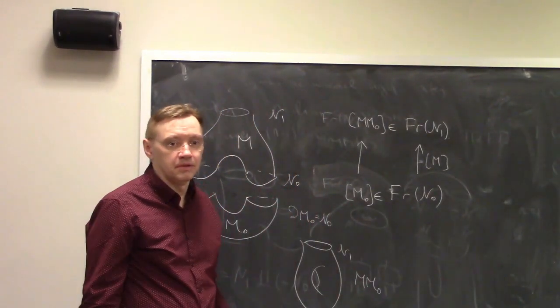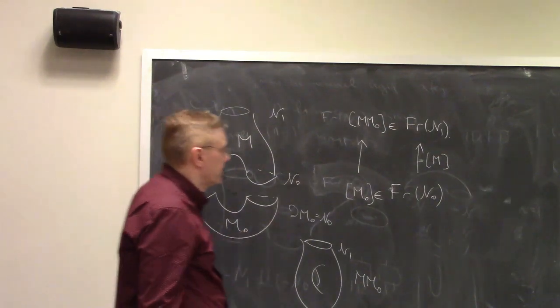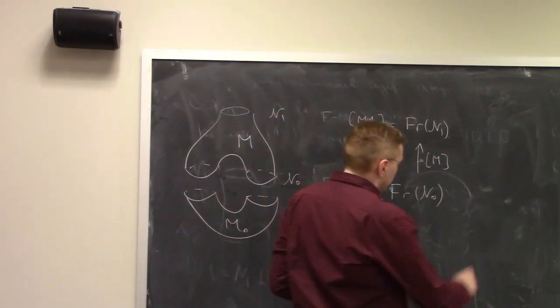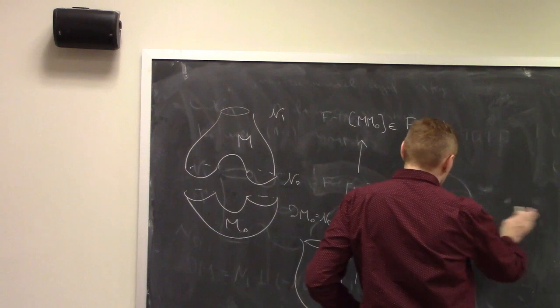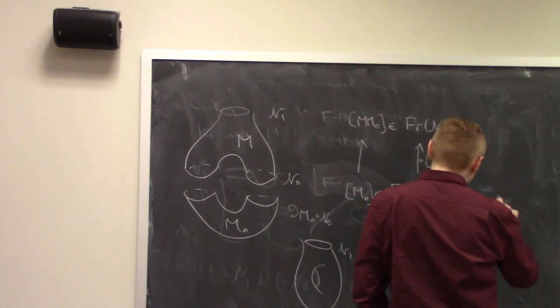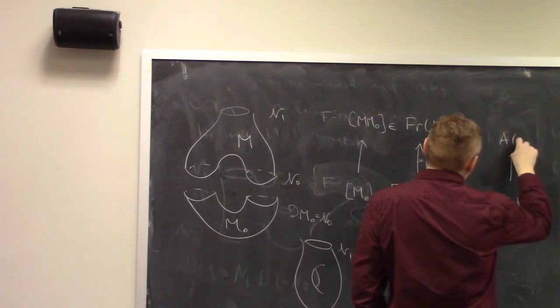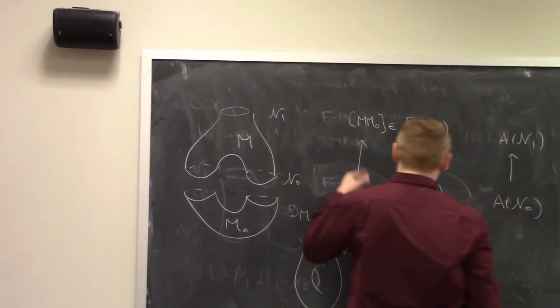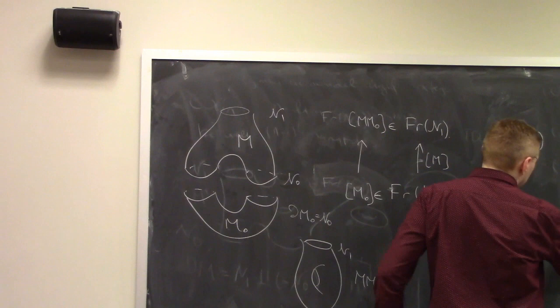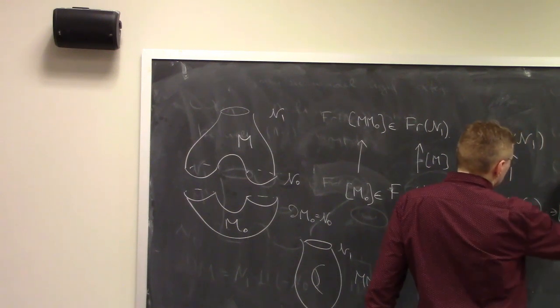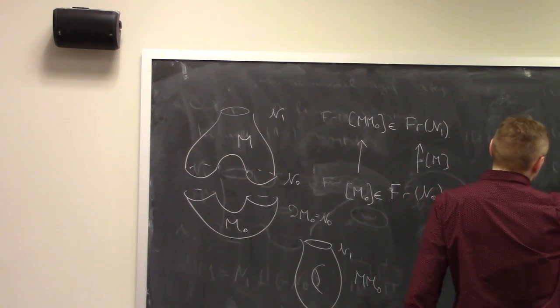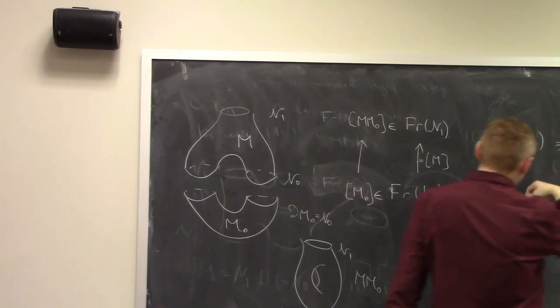No, I understand. But let us continue, so we get this map. But we claim it induces a map on the quotient spaces, on the state spaces, from A of N0 to the state space of N1. We claim that the same map, taking a symbol of M0 to the symbol of M0 glued with M, is a well-defined map.